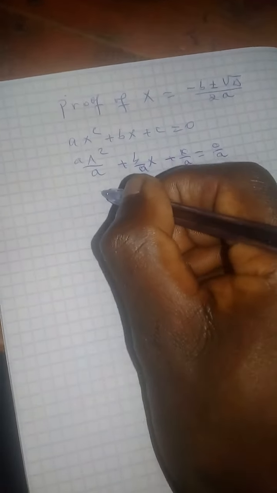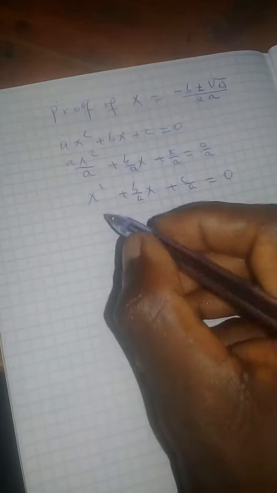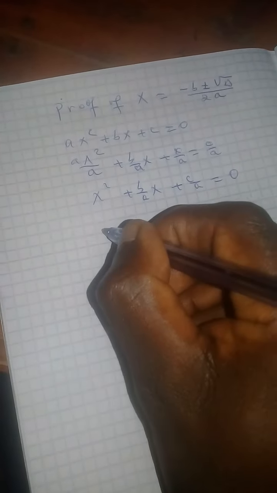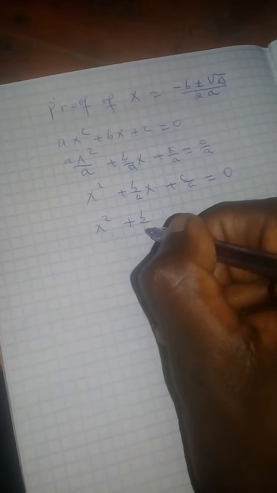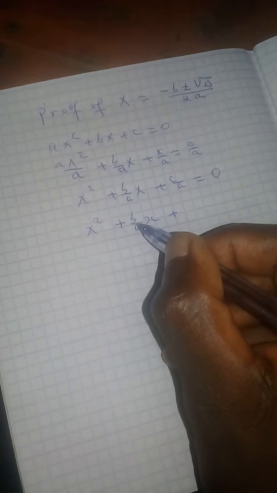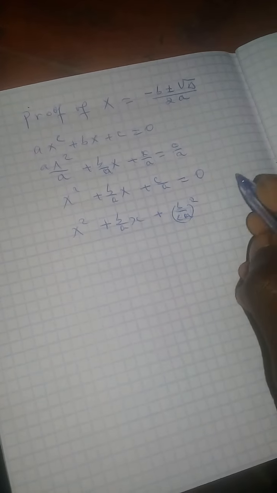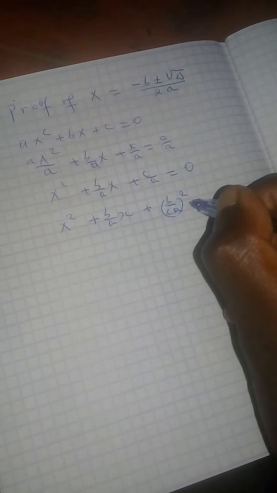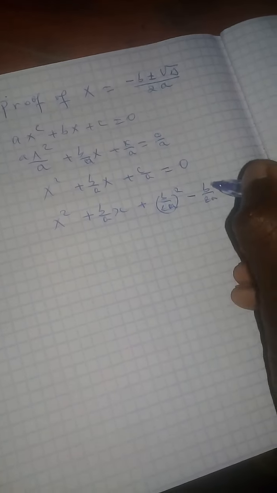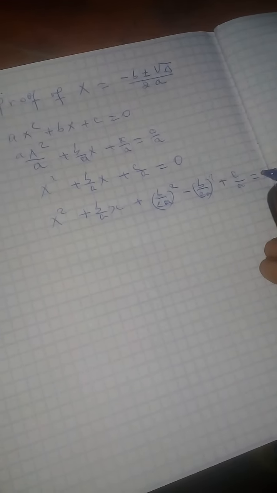Then after, you can simplify by a, and I get x² + (b/a)x + c/a = 0. By completing the square, to x² + (b/a)x, I add the half of this squared, (b/2a)². Then I also subtract this (b/2a)², then plus c/a, which is equal to 0.